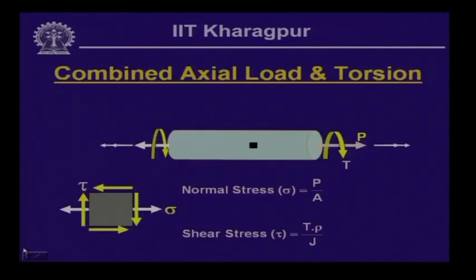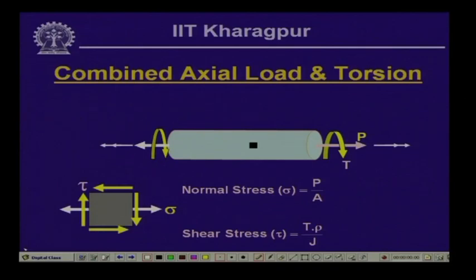Now, let us look into what happens if a member is subjected to an axial pull along with a twisting moment. In the last lesson we had looked into some numerical examples where a member was subjected to an axial load and a transverse load which was causing bending in the member. Thereby, the member was under the action of axial load and bending. Now, in this particular case we are going to consider a member subjected to an axial load and a twisting moment, and see what happens due to the combined action of this loading.